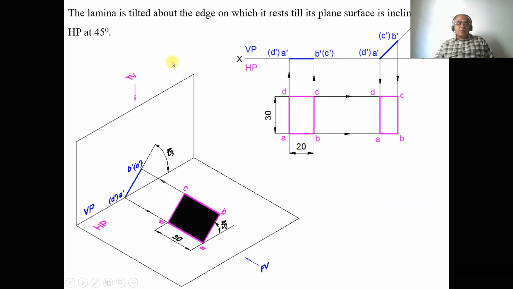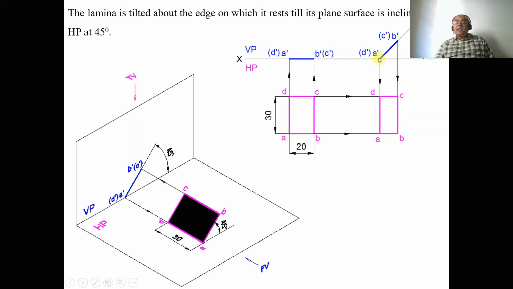So when you look from the top view, AD and BC are still perpendicular to VP, and AB and CD, as we know, the a dash b dash and c dash d dash, these two sides are inclined to HP. Therefore, you are getting the apparent lengths of AB and CD.